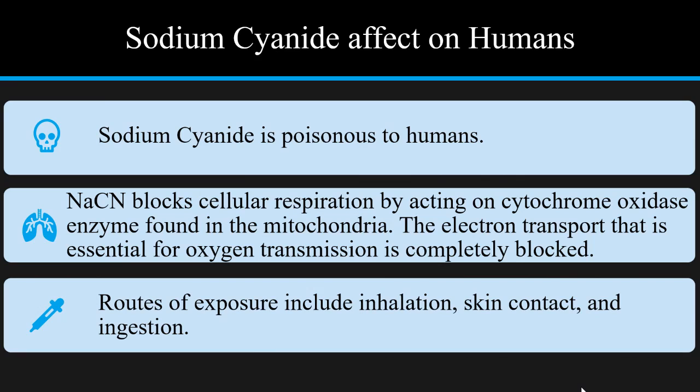Sodium cyanide's effect on humans. First and foremost, sodium cyanide is poisonous to humans. The sodium cyanide blocks cellular respiration by acting on cytochrome oxidase enzyme, which is found in the mitochondria, which is the powerhouse of the cell. The electron transport that is essential for oxygen transmission is completely blocked. Routes of exposure include inhalation, skin contact, and ingestion.